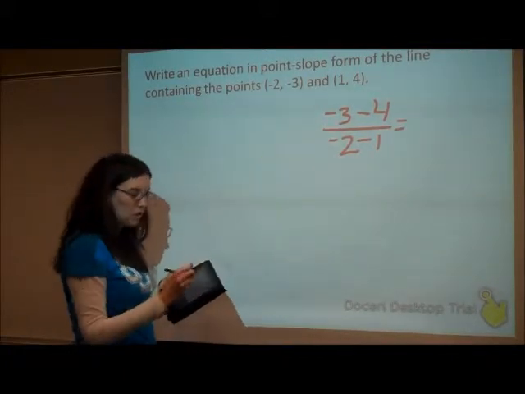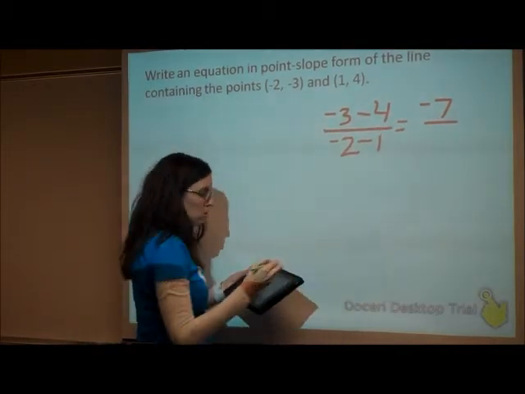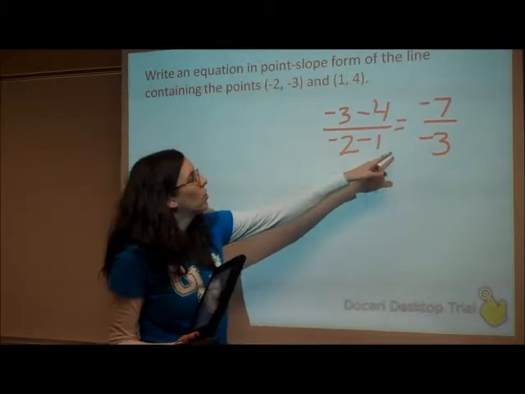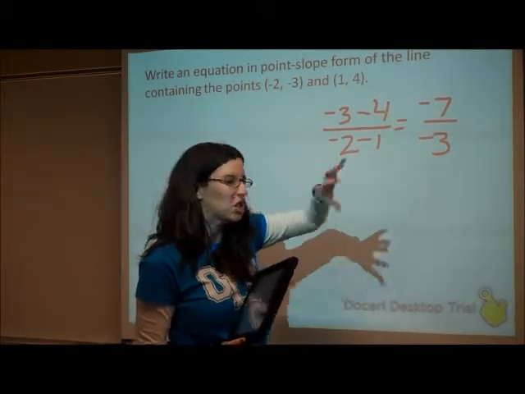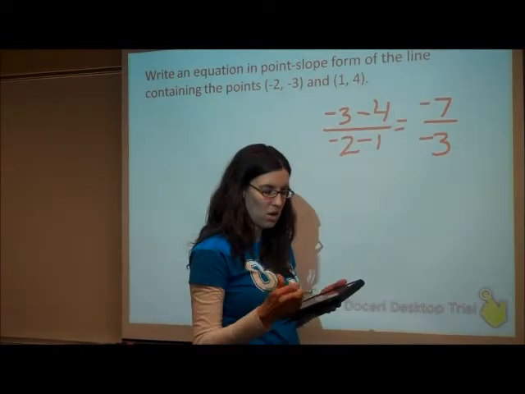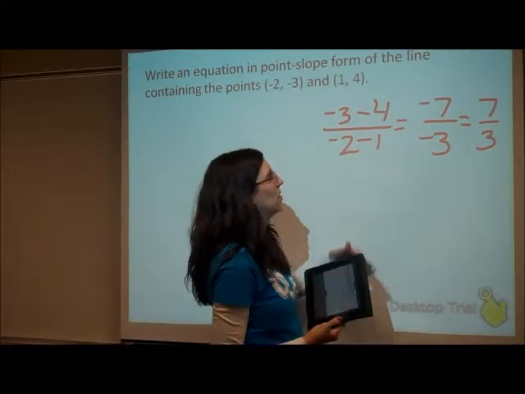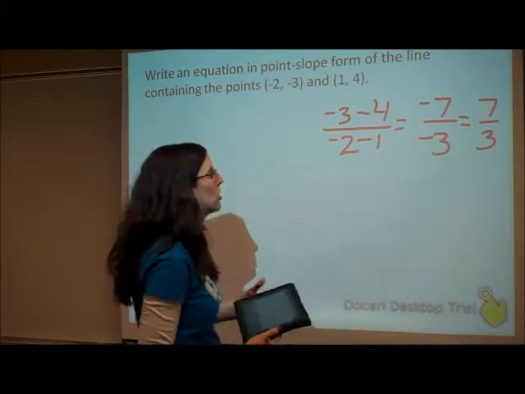Negative 3 minus 4 is negative 7. Negative 2 minus 1 is negative 3. Now, I'm going to simplify this. I'm going to leave it in improper fraction just for a minute, but a negative over a negative will simplify to a positive. Negative divided by negative gives you a positive. So I'm going to rewrite that as 7/3.